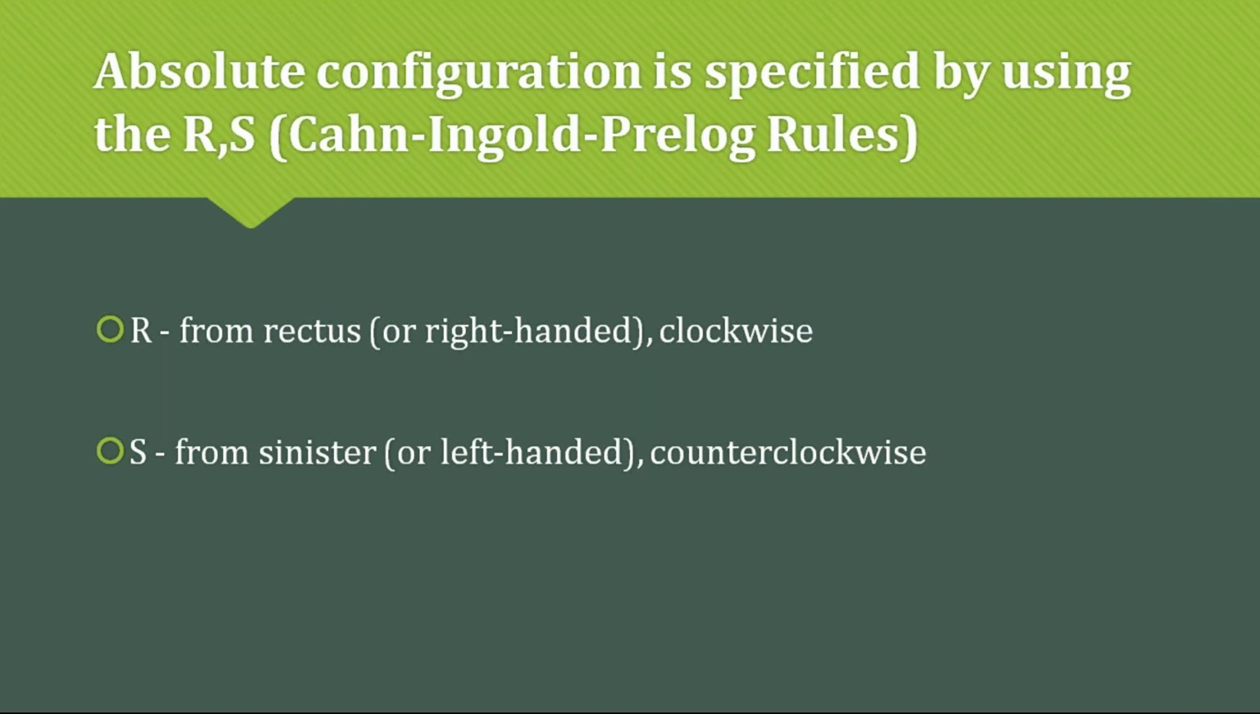So absolute configuration is specified by using R and S, that is the Cahn-Ingold-Prelog rules. Here R stands for rectus or right-handed, where the plane polarized light is rotated towards the clockwise direction, and S stands for sinister or left-handed. It is the counter-clockwise or anti-clockwise. So when the light is rotated towards the anti-clockwise direction, it is called S.